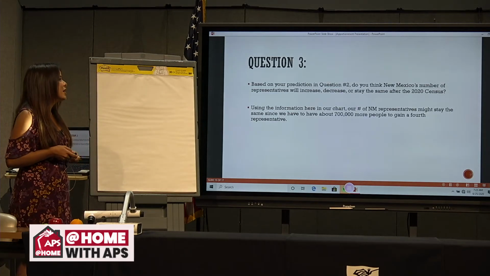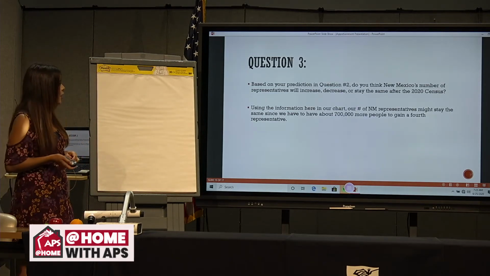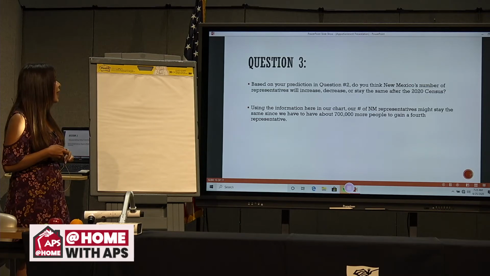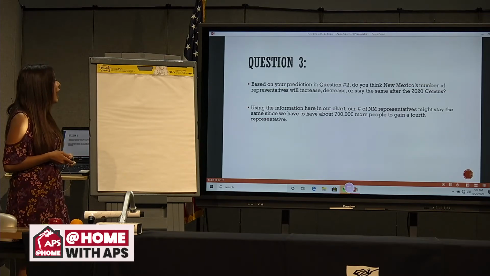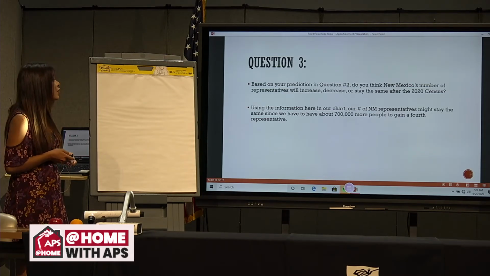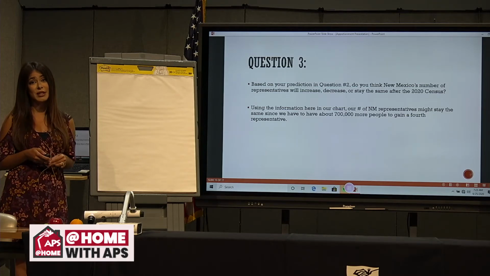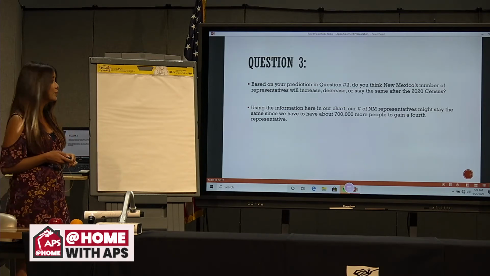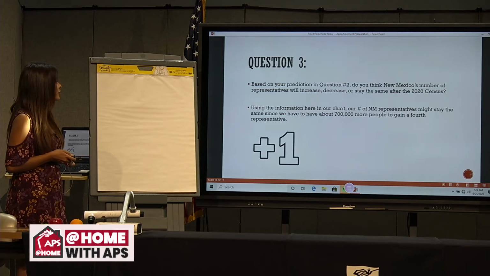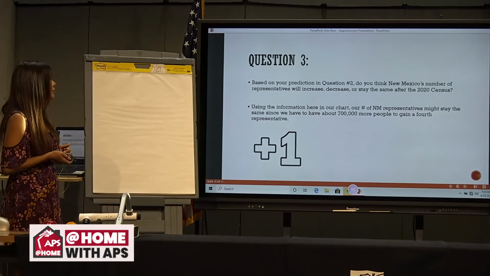Using the information here in our chart, our number of New Mexico representatives might stay the same, since we have to have over 700,000 or more people to gain a 4th representative, even though that would be pretty cool. So, probably not.